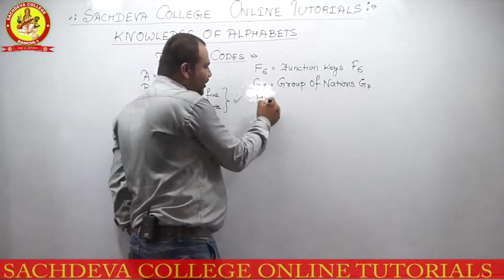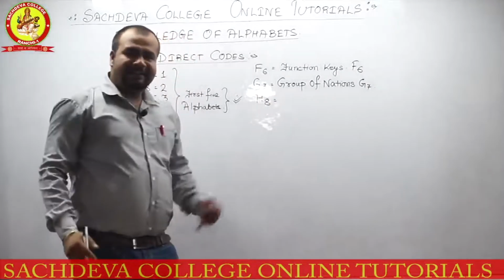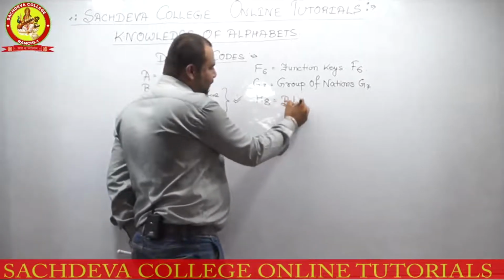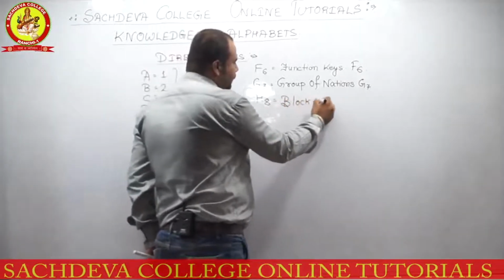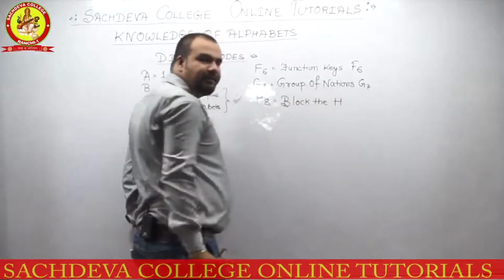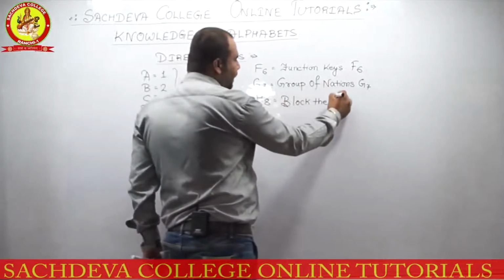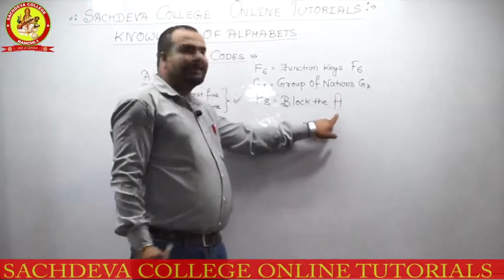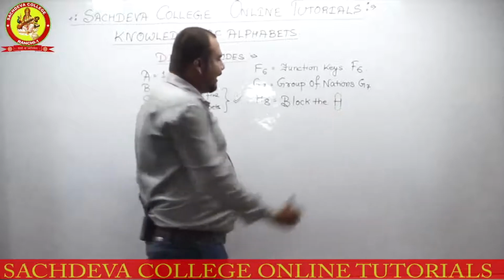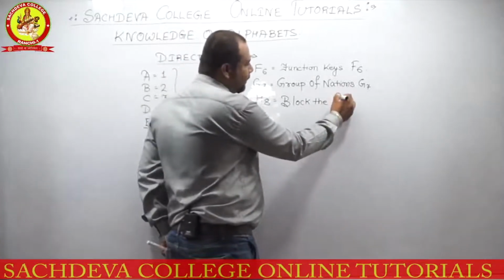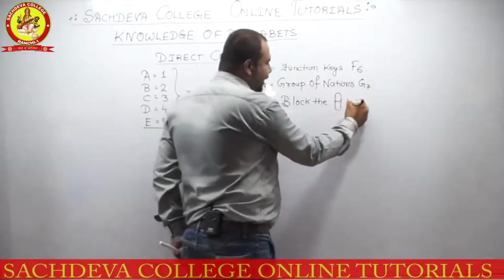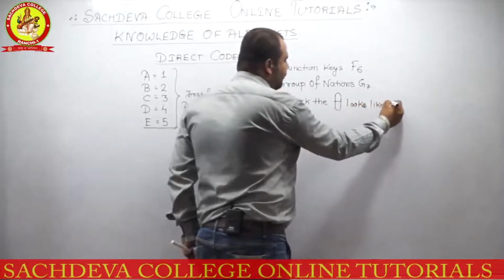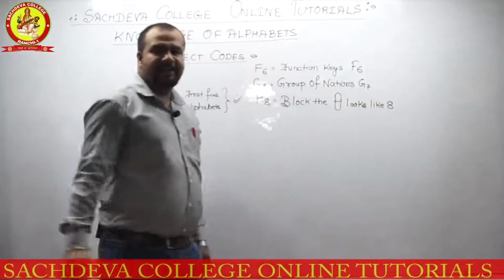Okay. H8. What we can see is this H8. Moreover, if we block the H, then what do we have? After blocking it, the H looks like this. Can we say that H is looking like 8? So after blocking the H, it looks like 8. So we have H8.